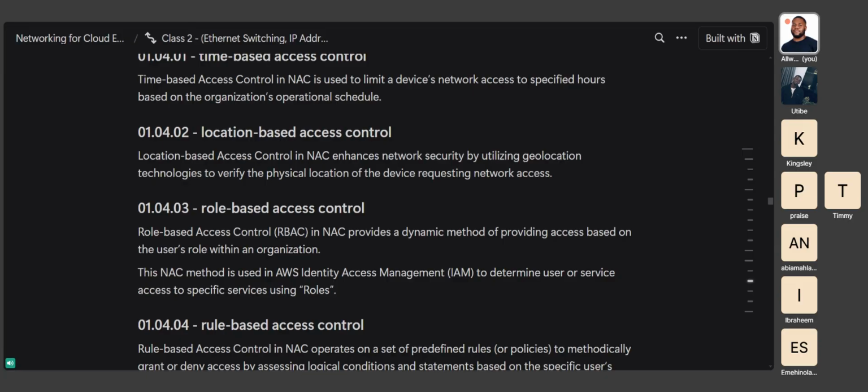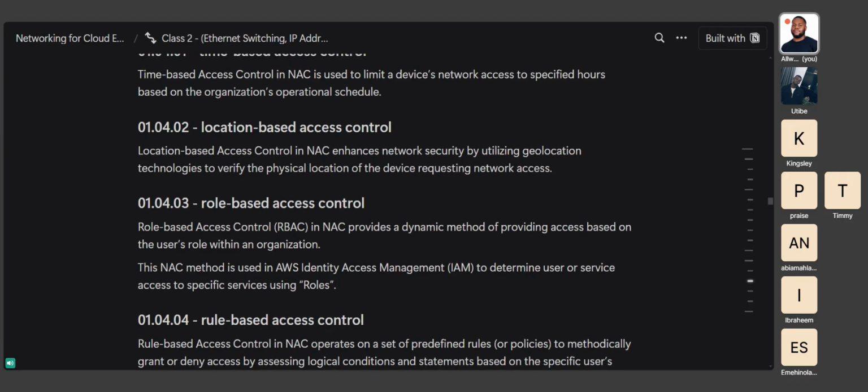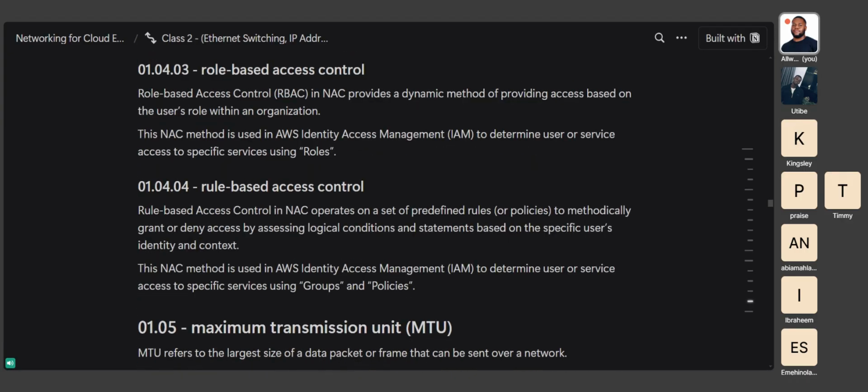So say the company is in Lagos, in Kaduna, in Owerri, in these places. When you set that up using location-based access control, if someone wants to access that company's user data from, say, Nasarawa, it won't work because it's location-based. So you can imagine the same goes for role-based, rule-based. Role-based, you kind of already know that already.